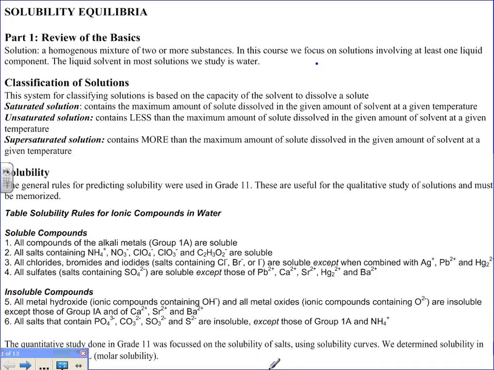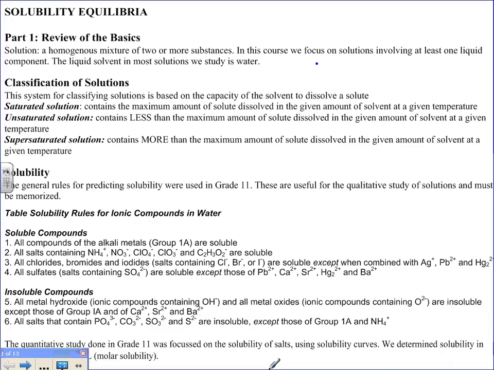Some key definitions from grade 11 that are important are that a solution is a homogeneous mixture with one or two more substances dissolved. And the key classification of solutions is that a saturated solution contains the maximum amount of solute dissolved at a given temperature for a given amount of solvent. Unsaturated has less than the maximum amount of solute, and a supersaturated solution has more than the maximum amount of solute. When we're dealing with solubility equilibria, we are studying saturated solutions, and the equilibrium reactions that we study and the constants are for a saturated solution.